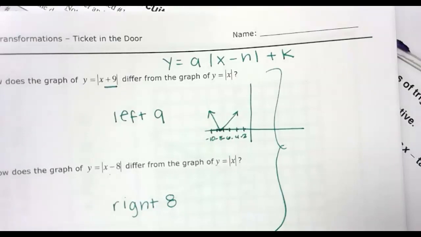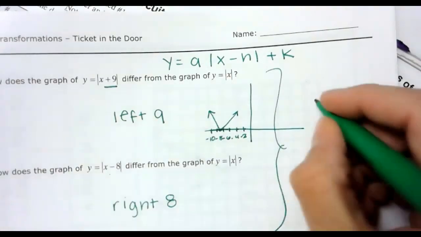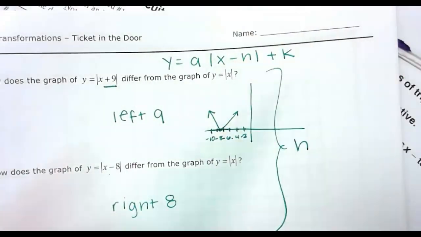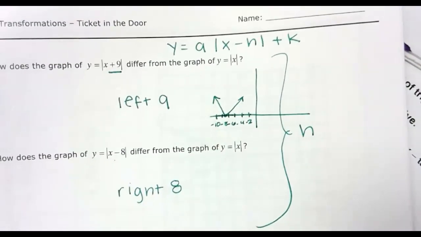So number 1 and number 2, what value or letter did they affect? Did they affect the a, the h, or the k? What value is different? H, yeah. Guys, all of these affected the H. The H is going to be our horizontal movements. It's what moves left to right. So all of these affect the H.